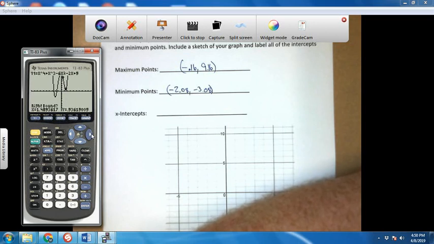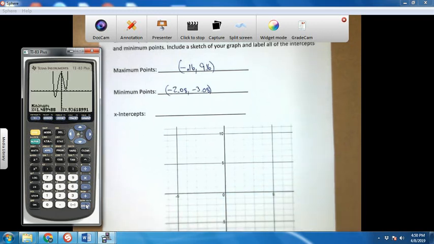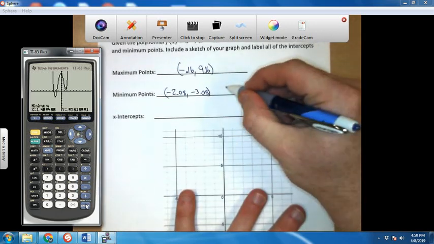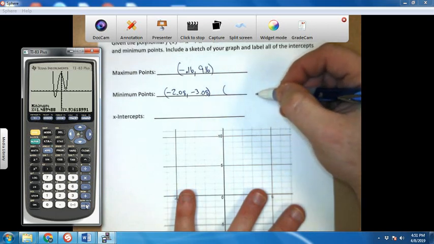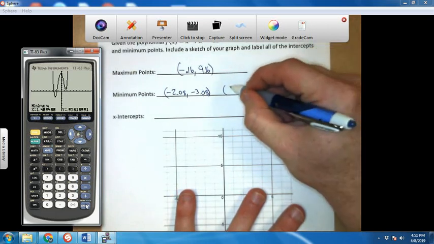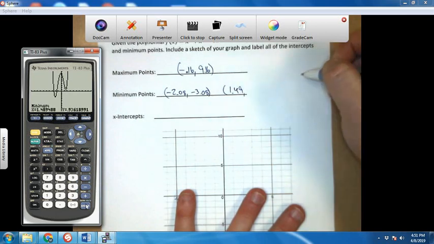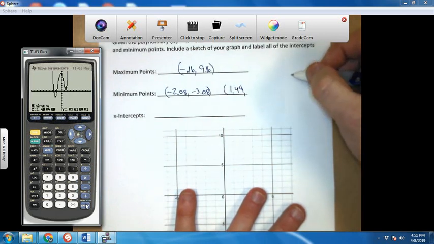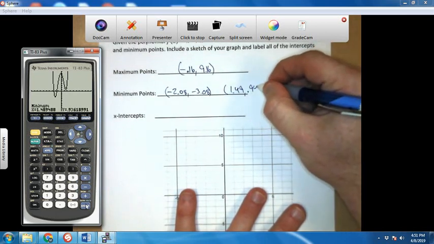I'm going to move to the other side. Okay, I'm to the right of it now, so I'm going to press enter. So it's going to stop searching there. And the guess, just hit enter. And it tells me this minimum is at 1.49, so about 1.5. And at 0.94, so really close to 1.